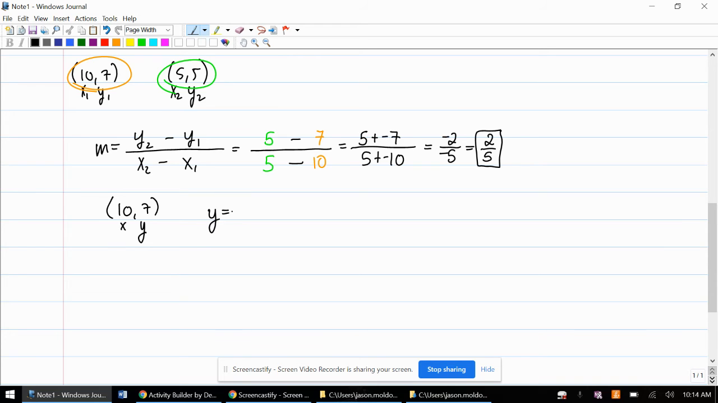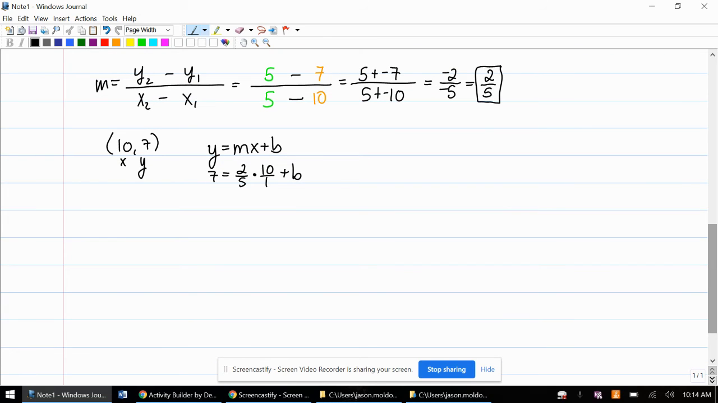We're going to plug this into y equals mx plus b. So 7 goes in for y, 2/5 is m, 10 over 1 is x. And we're basically repeating what we did on the first few slides with the slope that we found. And we've got 7 equals, 5 goes into 5 once and into 10 twice. And we're going to multiply the 2's. 2 times 2 is 4.